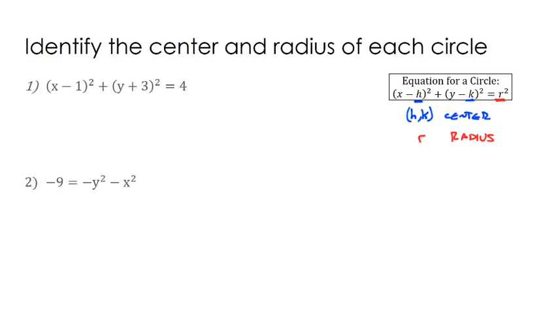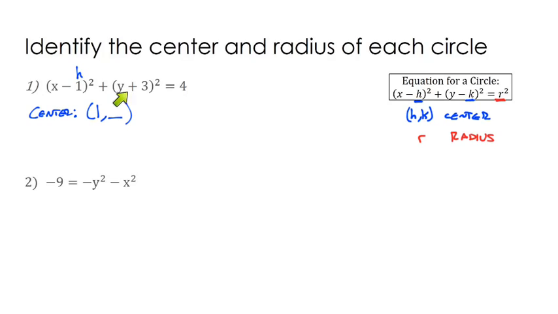So if we look at our formula, it starts with x minus h. We know that the h value, which is the x-coordinate of the center of our circle, comes after the minus sign in the formula. So if I come over here, x minus 1 is like our x minus h. That means 1 is our h value. So that means our center takes the form of 1 comma something.